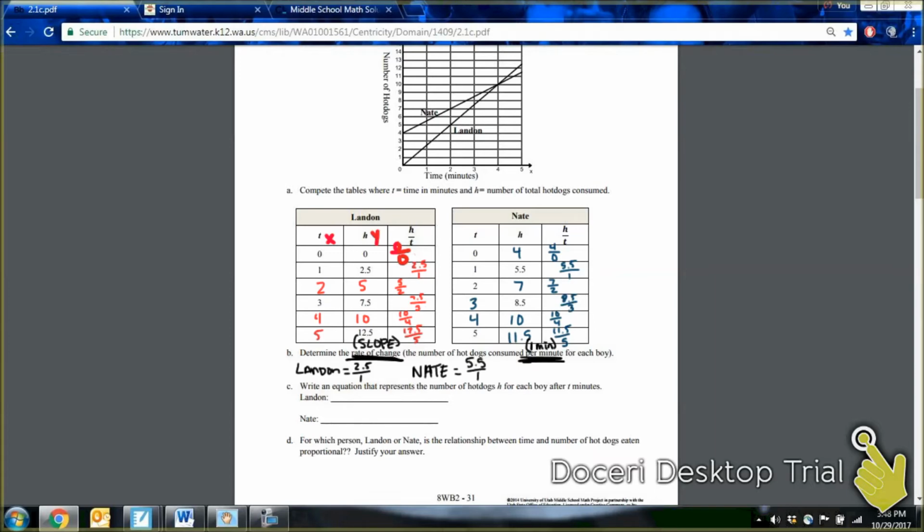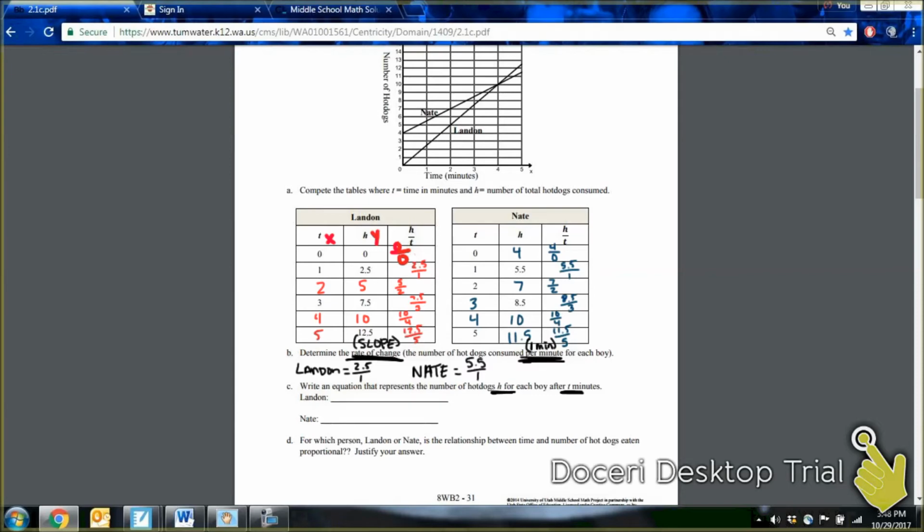So we've got their slopes now. So let's look down at C. For C, what we're doing is writing the equation, but here's the weird part. It says we need to represent the number of hot dogs, H, for each boy after T minutes. So let's mark this for a second. I want you to underline that H and underline that T, because we're not used to doing that. Usually our equations always start with y equals. So all they're asking us to do is take the y out and put a different letter in its place.